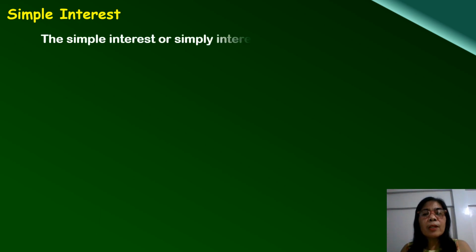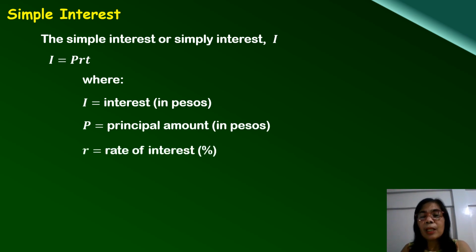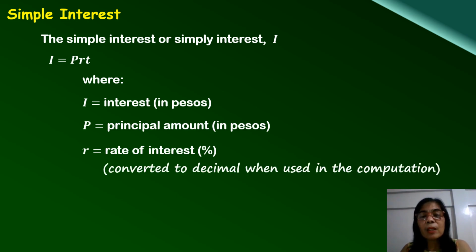The simple interest, or simply interest, is denoted by the variable I, and it is found using the formula I = P × R × T, where I is the interest in pesos, P is the principal amount in pesos, R is the rate of interest in percent or the annual interest rate, but take note that it should be converted to decimal when used in the computation, and T is the time or term expressed in years.